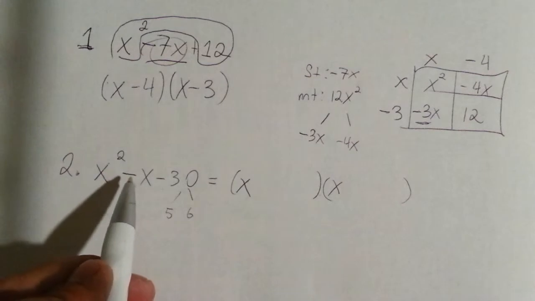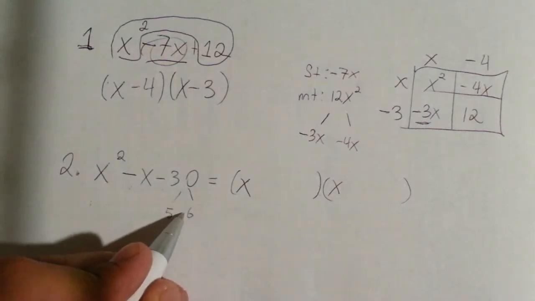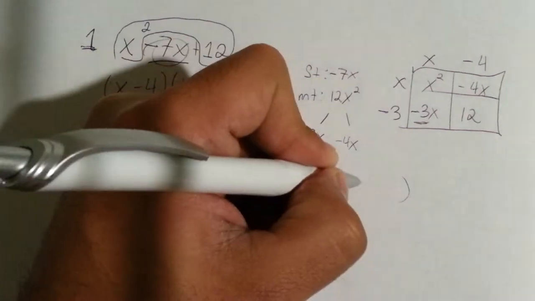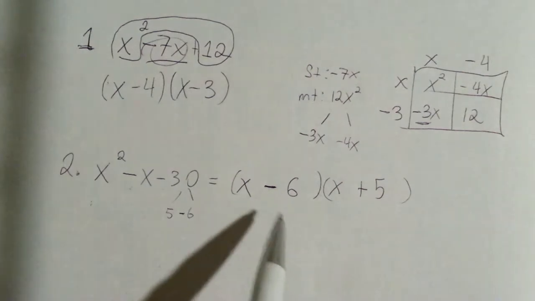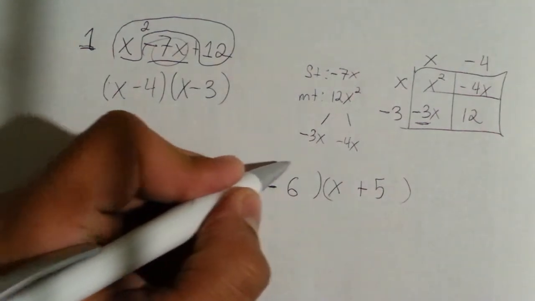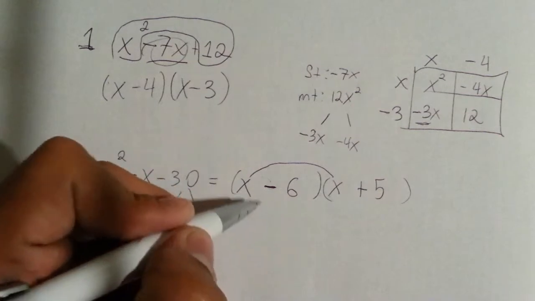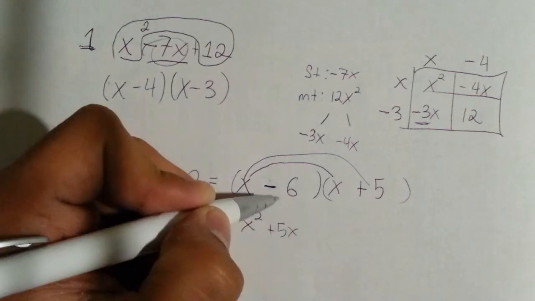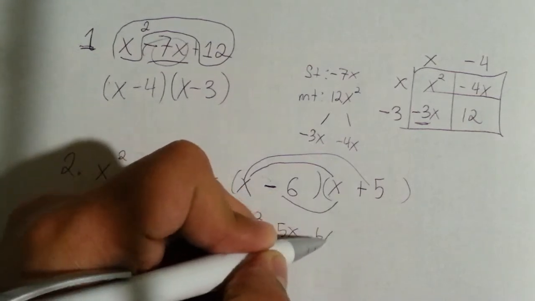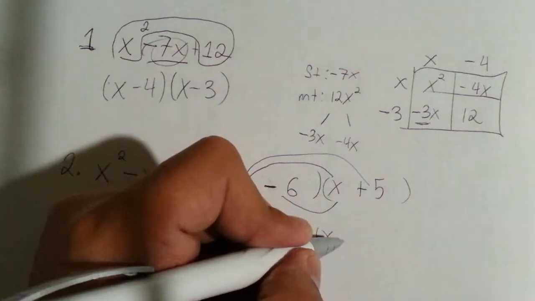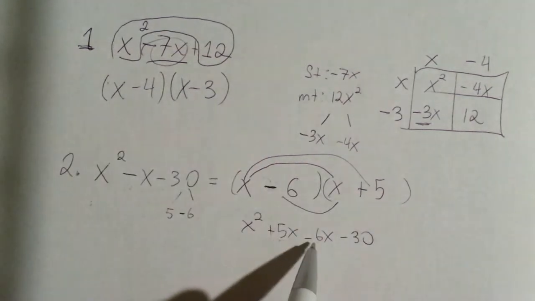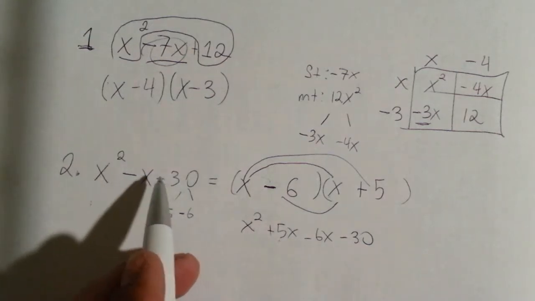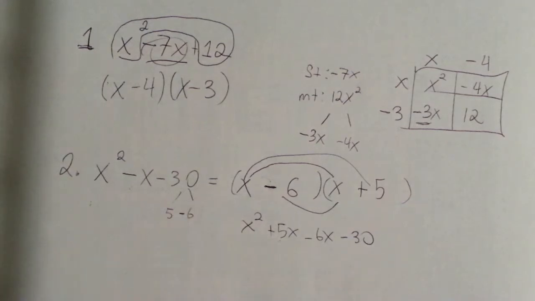And I want a negative 1, so the larger number should be negative, so in this case negative 6. So if I were to place an x minus 6 and an x plus 5, you would check: x times x is x squared. You can check this through our distributive property. Then we've got x times 5 is 5x, x times negative 6, negative 6x, and then negative 6 times positive 5 is negative 30. If you were to combine these like terms, you would get negative x, which gives us our original expression, x squared minus x minus 30.